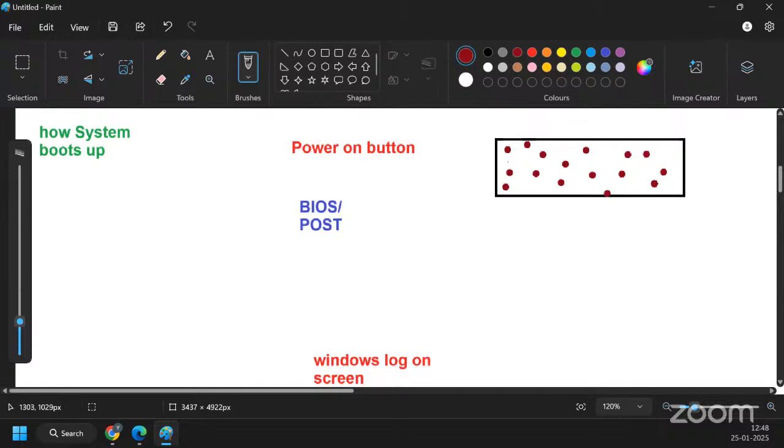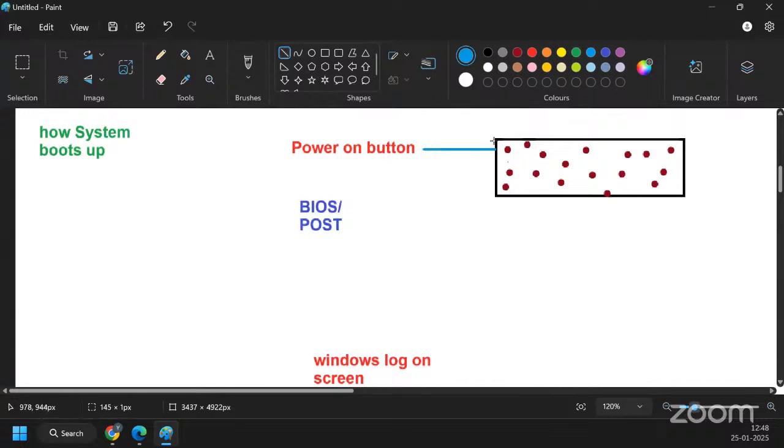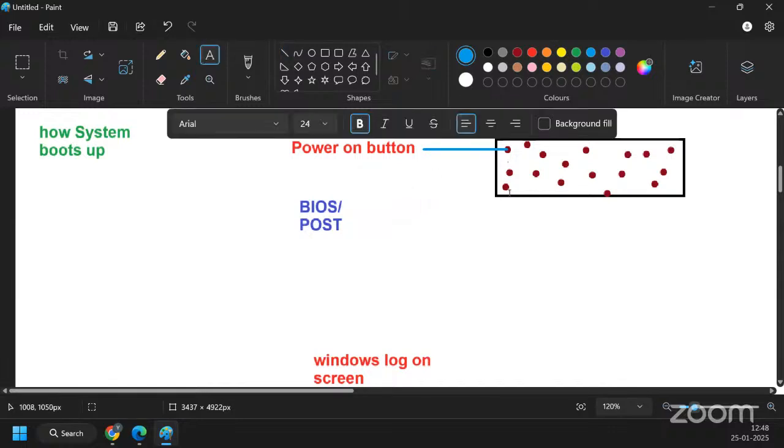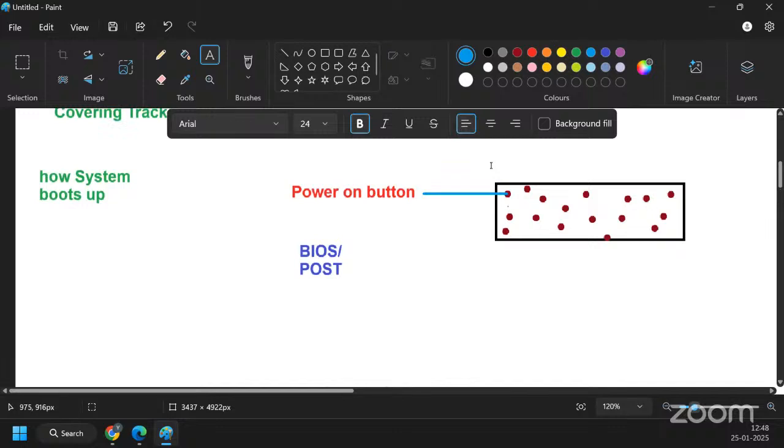Now over here, guys, the moment we go ahead and press the power on button, the current will be hitting the processor, and from there it is going to hit the very first register we are having. These pins we are having are known as the register.